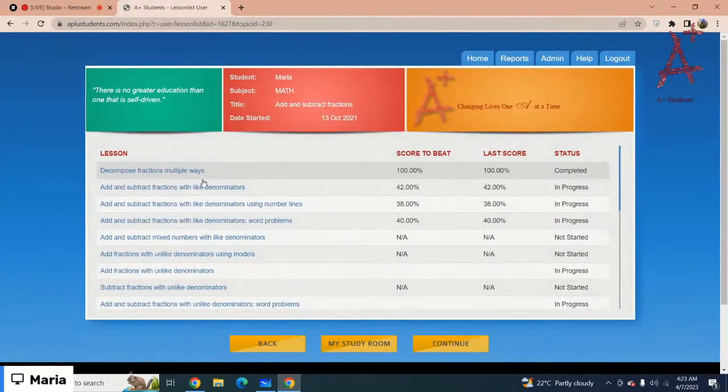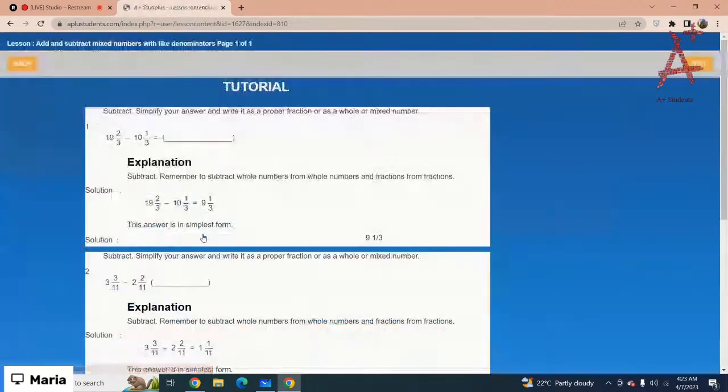That would be add and subtract mixed numbers with like denominators. Okay, subtract 19 whole 2 by 3 minus 10 whole 1 over 3. So we have to subtract now mixed numbers. Got it?